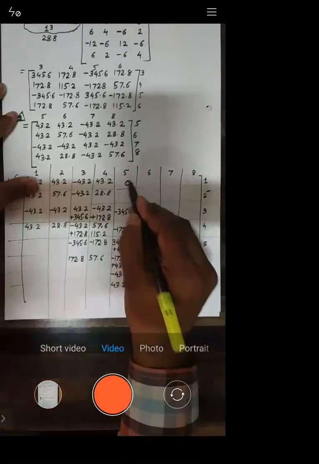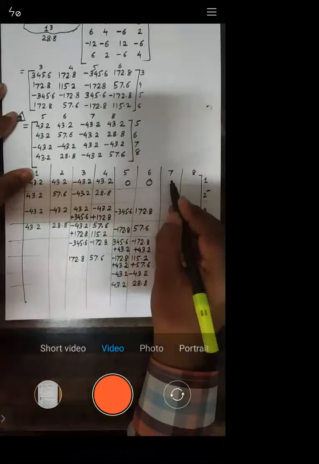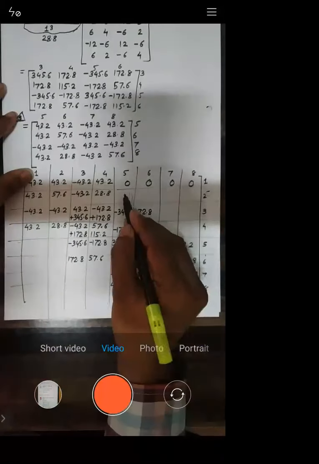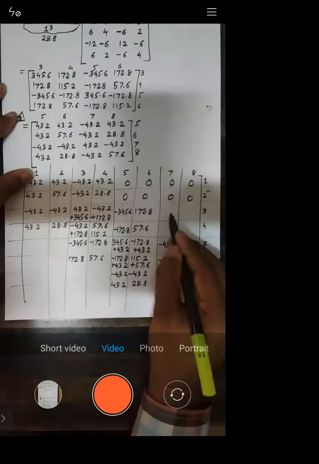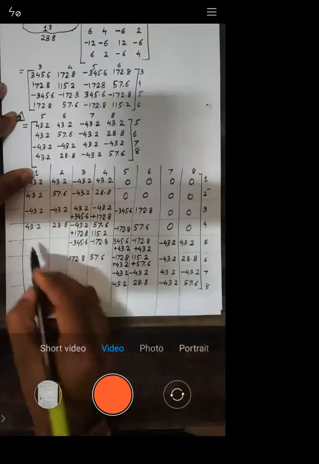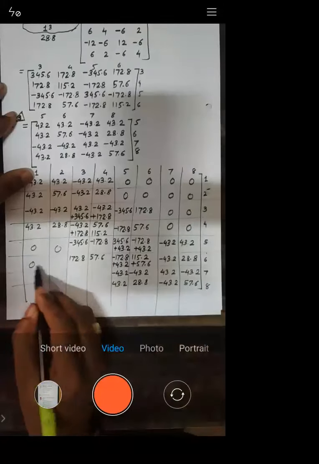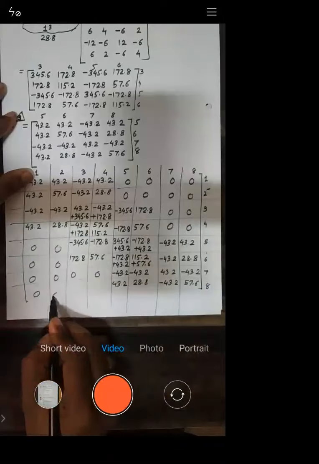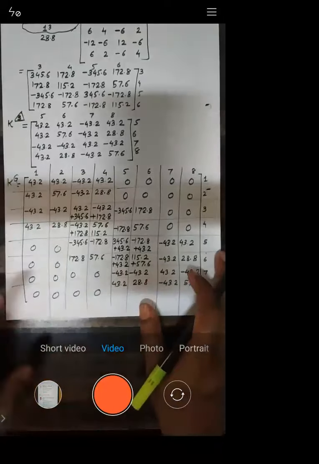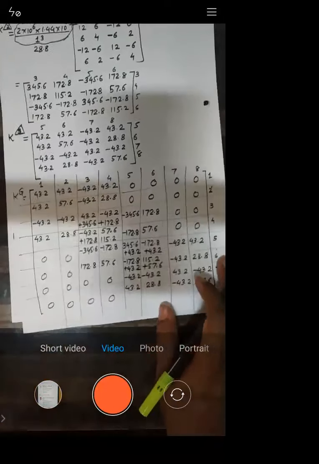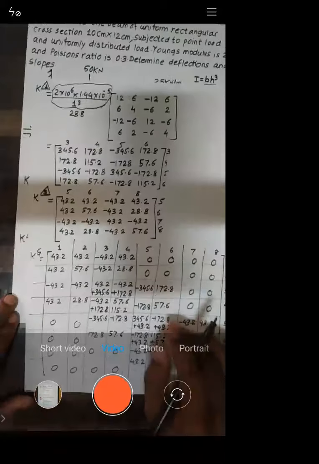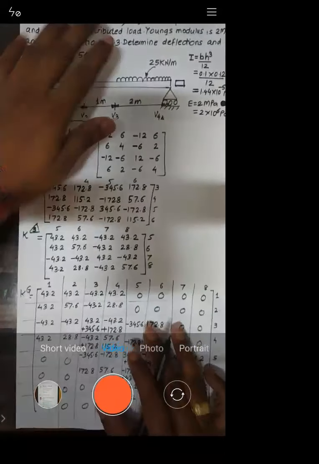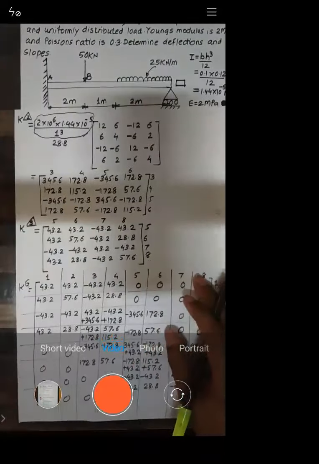At some locations you are not getting any elements, so those elements you're supposed to mark with 0 values. Now this is the global stiffness matrix. The global stiffness matrix multiplied by the displacement is given by the force.